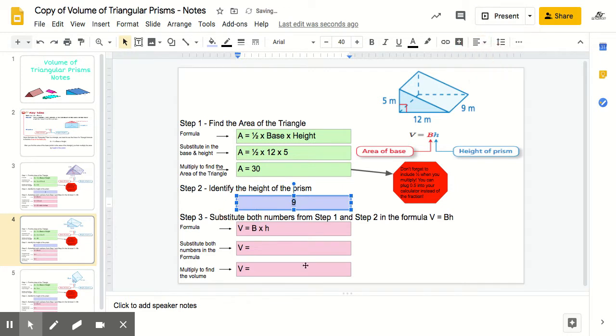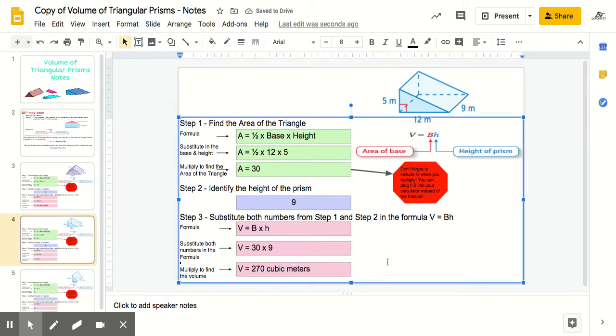Then I am now going to come to step 3, which is I substitute or plug in both numbers from step 1 and step 2 into this formula. So for B, that was the area of the base, which was a triangle. So I'm going to type in 30, bring down my multiplication sign, and the height of my prism was 9. So now in order to find the volume of this triangular prism, all I have to do is multiply 30 times 9. And when we do that, we get 270 cubic meters.